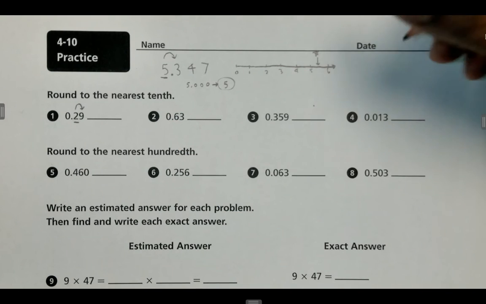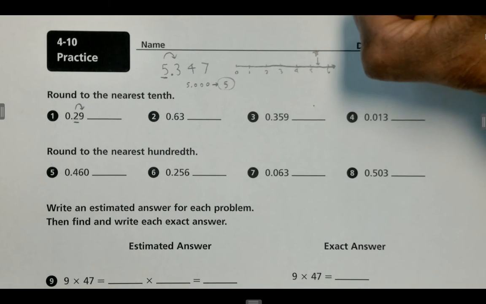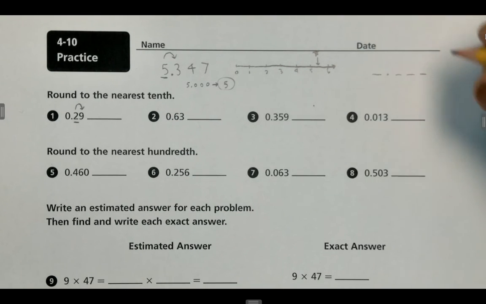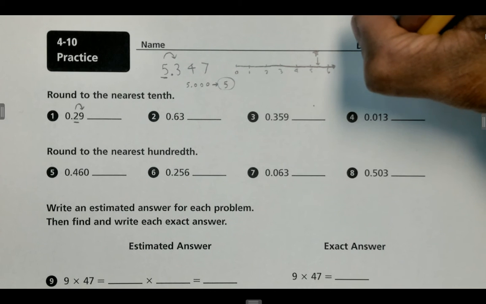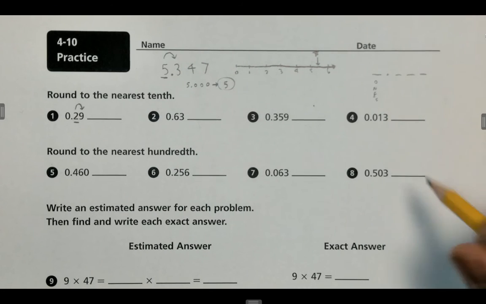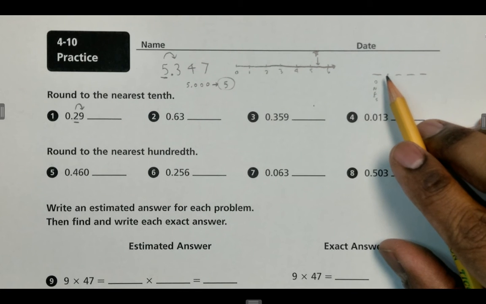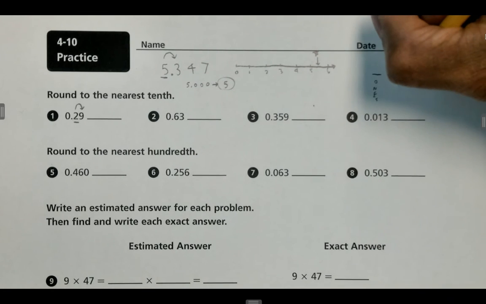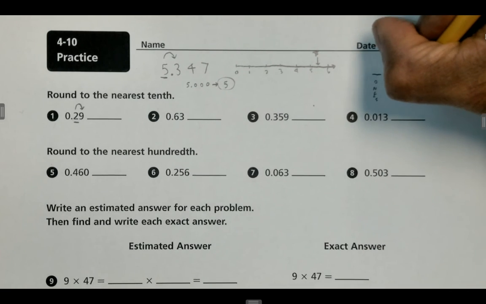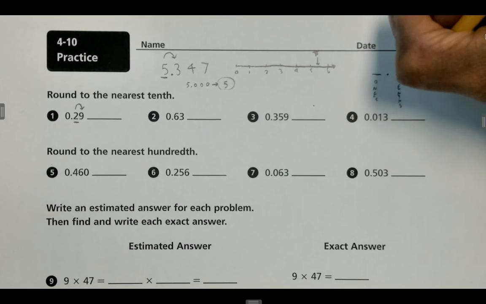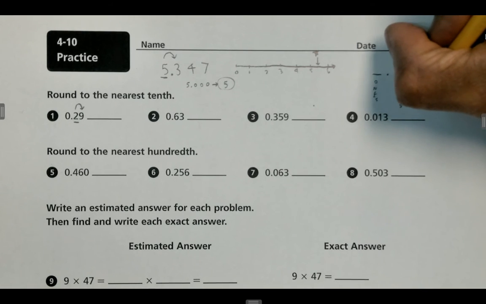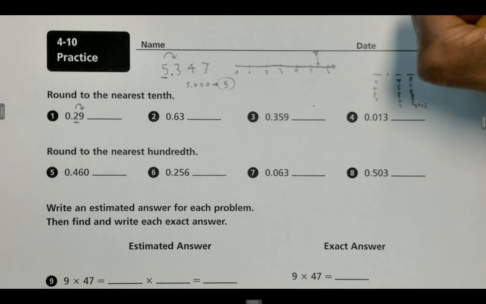So think about your place value chart. You've got ones as the place value, that would be the lowest in the land of whole numbers. And you've got your decimal point. And you've got tenths. You've got hundredths. And then you've got your thousandths here.